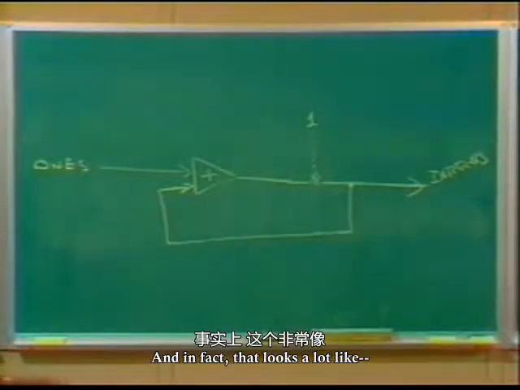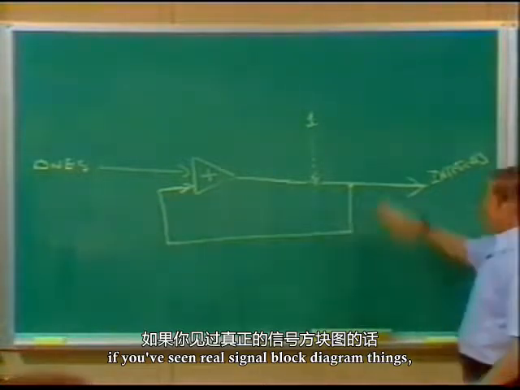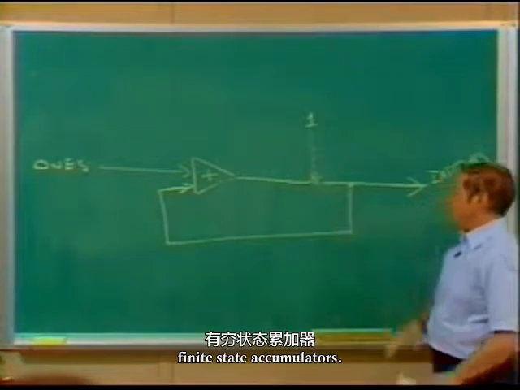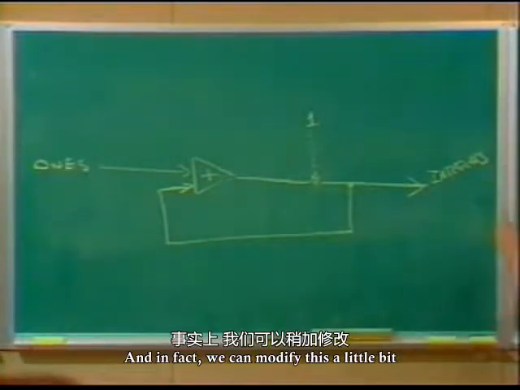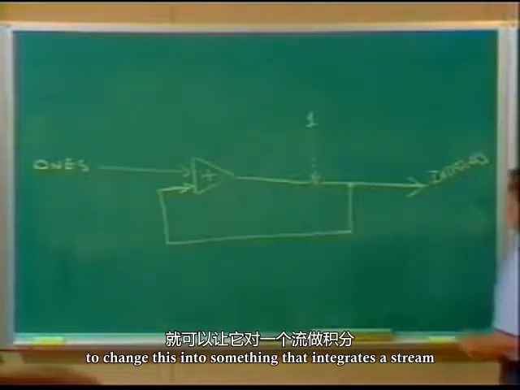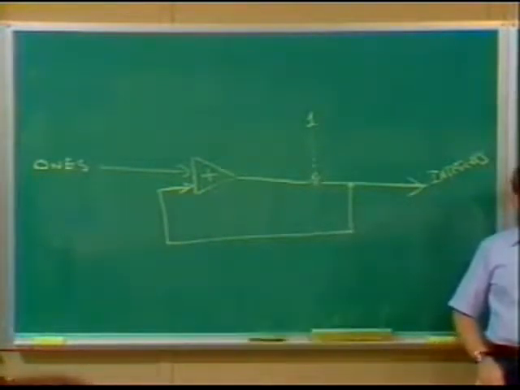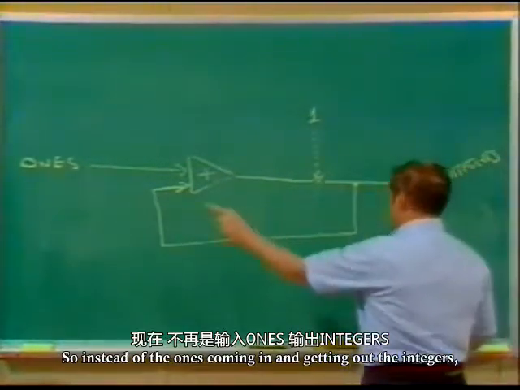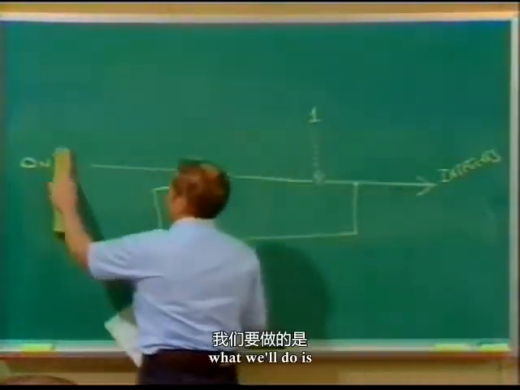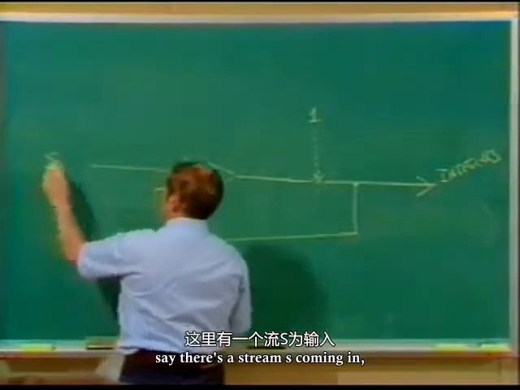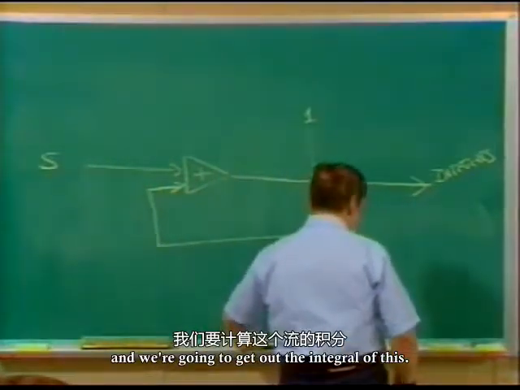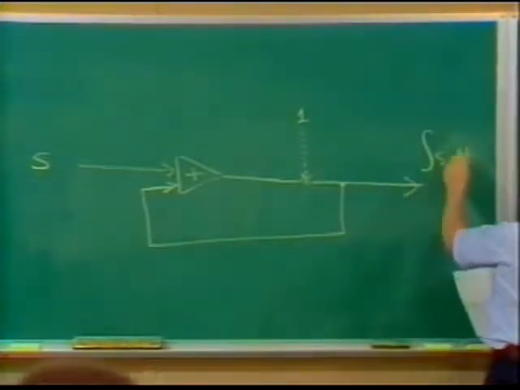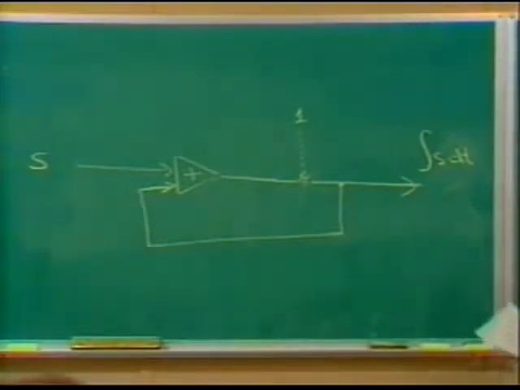And in fact, if you've seen real signal block diagram things, that looks a lot like accumulators, finite state accumulators. And in fact, we can modify this a little bit to change this into something that integrates a stream, or a finite state accumulator, however you like to think about it. So instead of the ones coming in and getting out the integers, what we'll do is say there's a stream S coming in, and we're going to get out the integral of S, successive values of that.